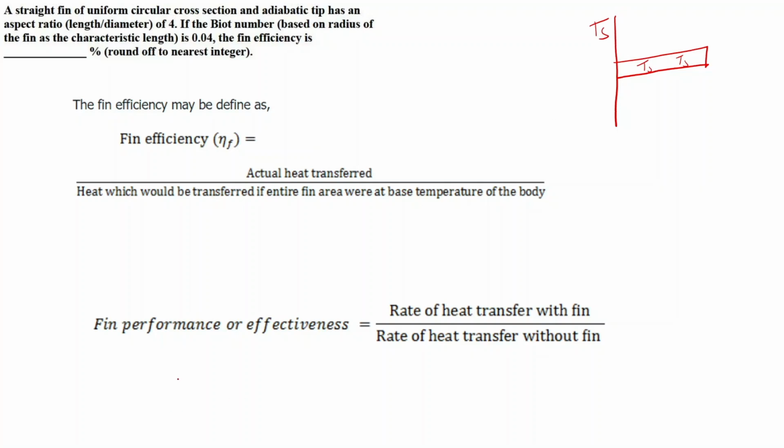And then the other performance factor is the fin effectiveness. It is defined as the rate of heat transfer with fin over the rate of heat transfer without fin. So in the absence of fin, what would have been my rate of heat transfer? That can be captured using this fin effectiveness. But in our question, we have been asked to find the fin efficiency. Okay, so we have to use this concept, fin efficiency.